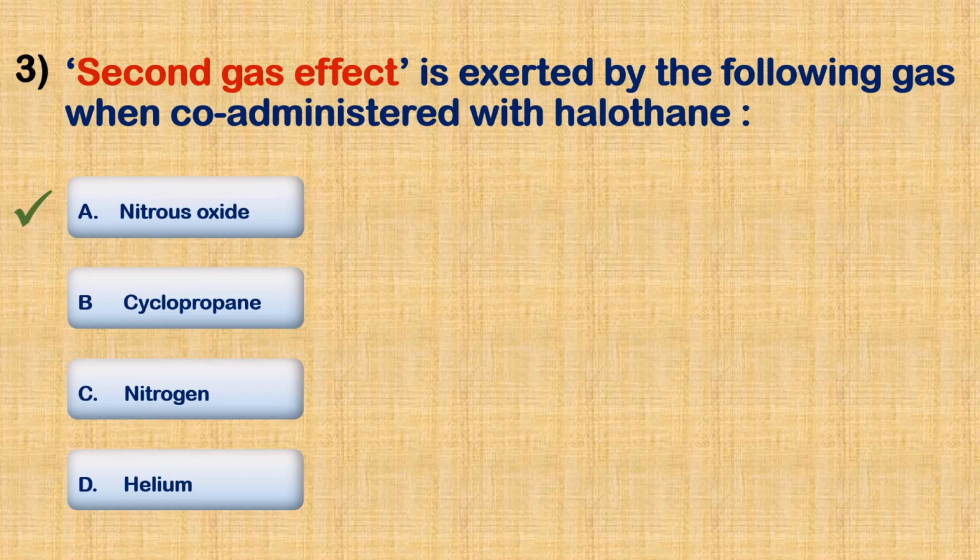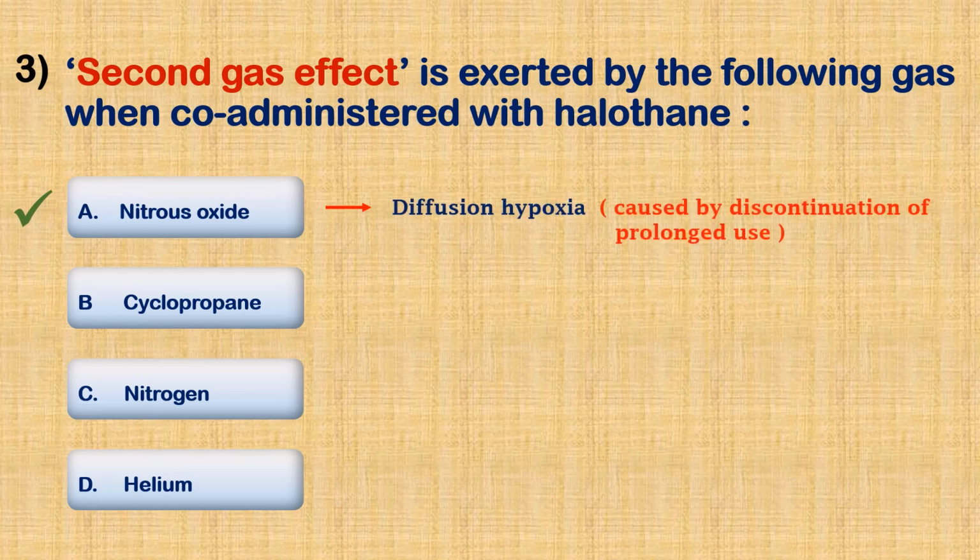Upon administration of nitrous oxide, about 1 liter per minute of nitrous oxide enters the blood in the first few minutes. And so if another potent anesthetic like halothane is co-administered, induction will be faster, and this is called the second gas effect. Another effect associated with nitrous oxide is diffusion hypoxia, which is caused by the discontinuation of prolonged use of this anesthetic. So both second gas effect and diffusion hypoxia are associated with nitrous oxide.